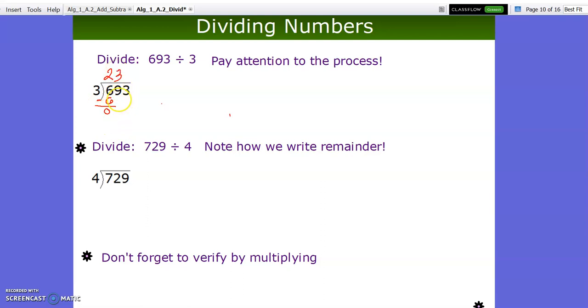3 times 3 is 9. When I subtract, I get 0. 3 goes into 3 1 time. 1 times 3 is 3. Again, when I subtract, I get 0. Our answer is 231. What if we have a remainder?